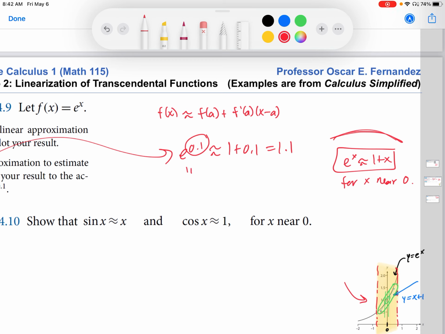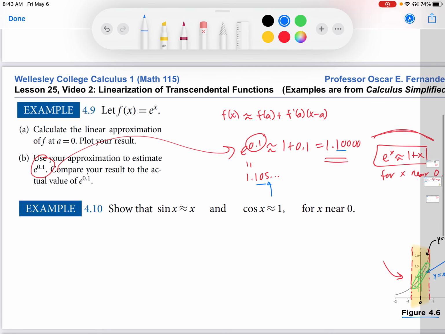Okay, so what is e to the 0.1? That ends up being about 1.105... So the approximation we got here is 1.1, right? And there's a bunch of zeros here that are unseen. So that's pretty nice. We got the first two decimal places correct, and the actual value starts differing in the third decimal place. That's pretty good accuracy for approximating a transcendental function like e to the x with a linear function, right? That's the whole point of linearization.